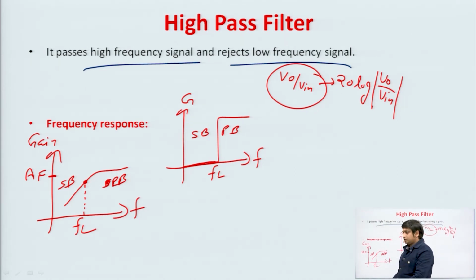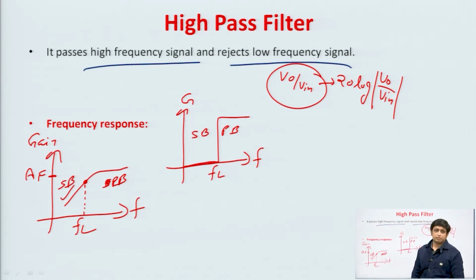Again the roll off rate, here you can see that the gain is increasing. For first order high pass filter the rate will be 20 dB per decade, for second order it will be 40 dB per decade, for third order it will be 60 dB per decade, right.